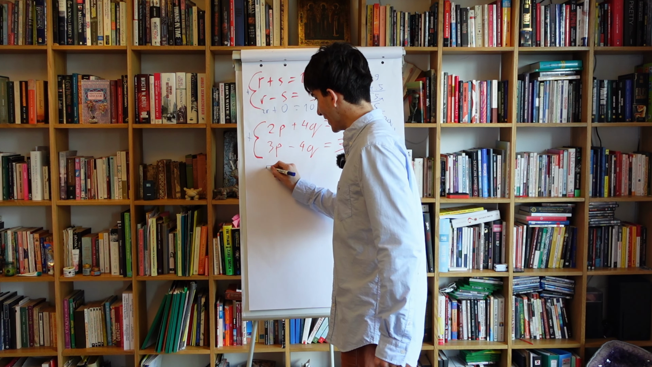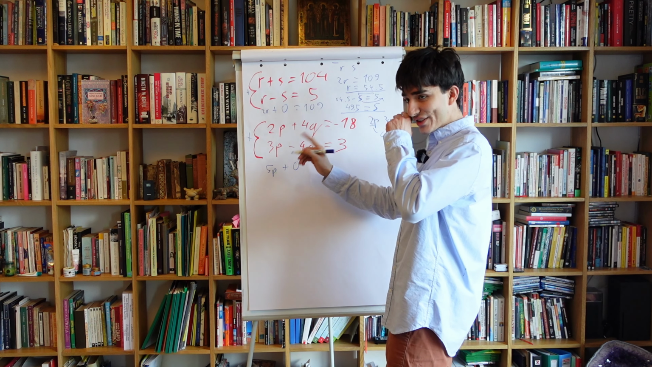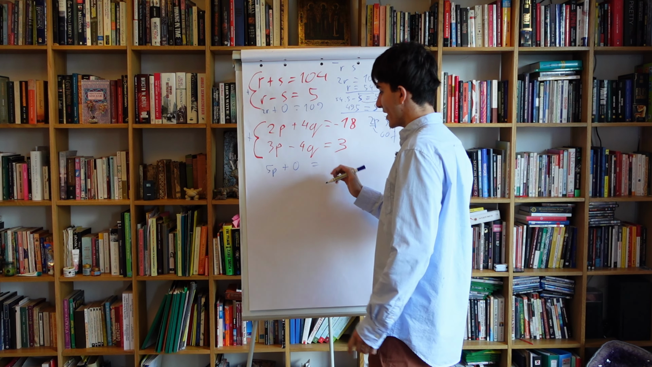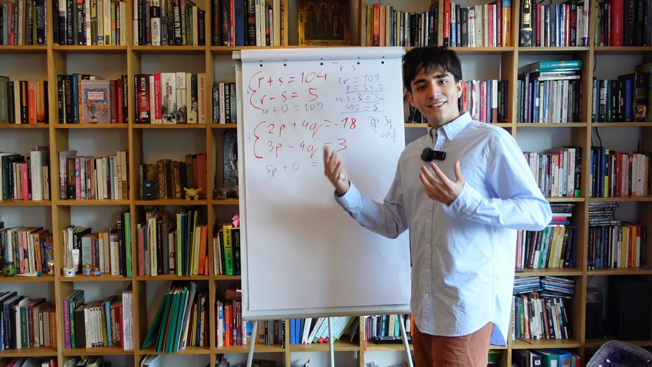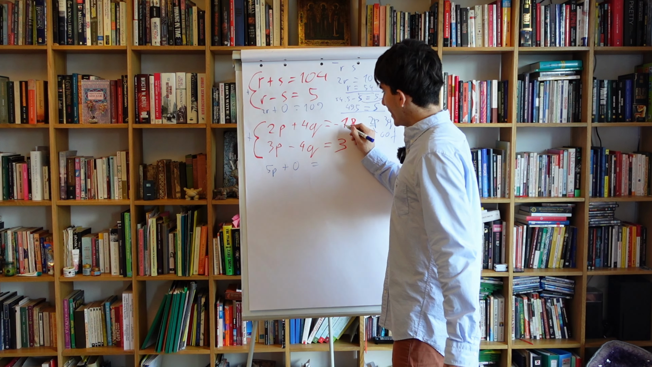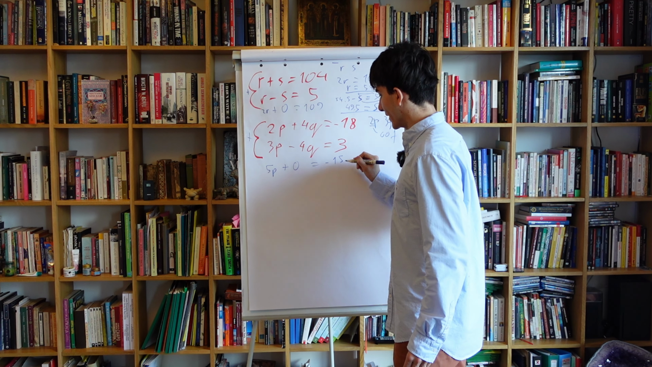Okay, 5p, 0, so plus 0. You can just add nothing here, but I am using it to make it easier to understand for you. And then we add minus 18 plus 3 is equal to minus 15.